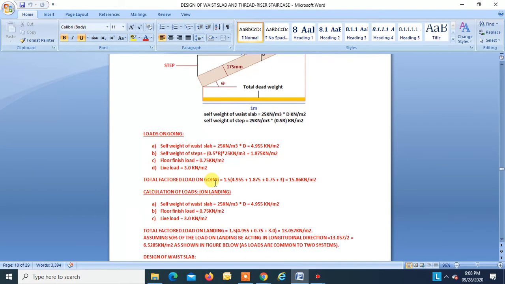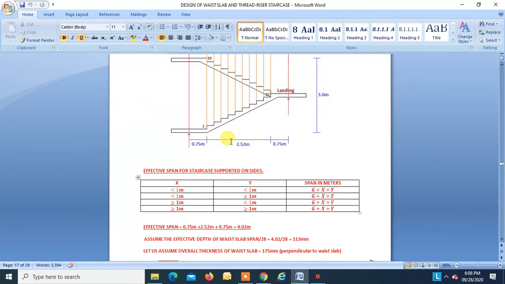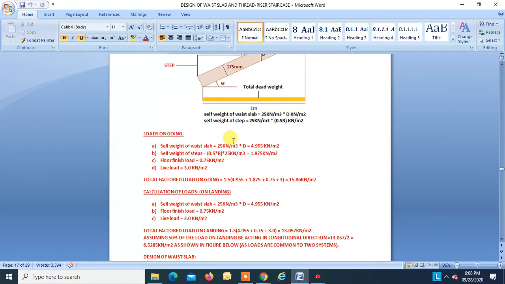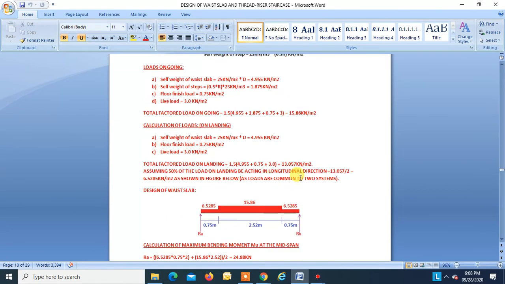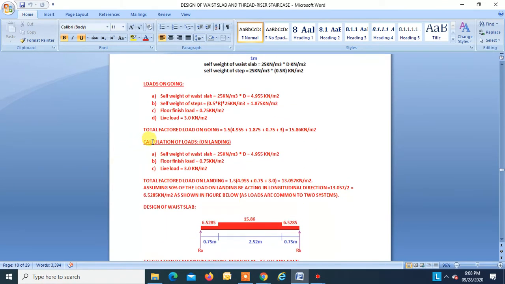So total factored load on going. This is our going, okay. Total factored load on going is found to be 1.5 into the summation of these loads, that is equal to 15.86. Okay, this is 15.86. Now let us find the total load on landing.